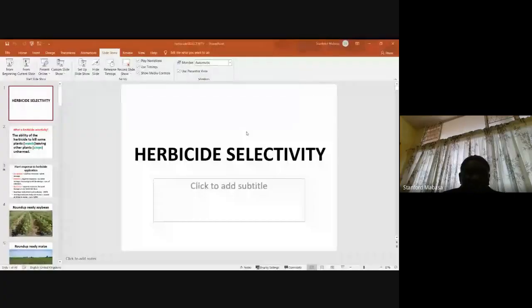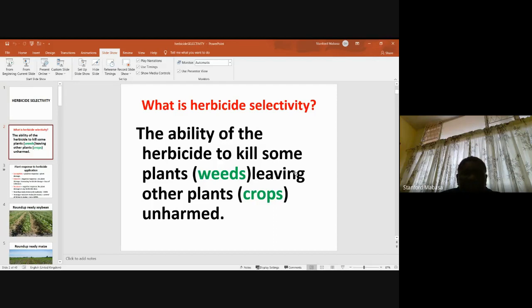Yeah, so today we wanted to talk about selectivity, herbicide selectivity. What is herbicide selectivity? It's the ability of the herbicide to kill some plants, generally weeds, leaving other plants, that is crops, unharmed. So you have this chemical which can kill some plants and it leaves other plants unharmed.